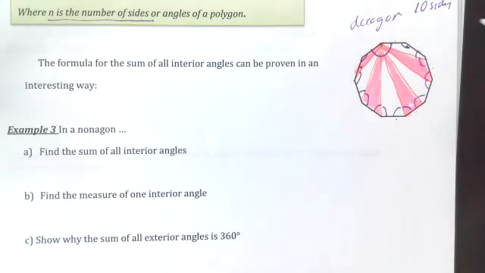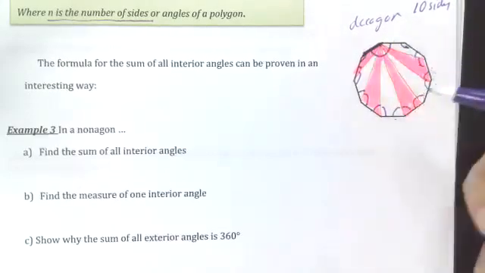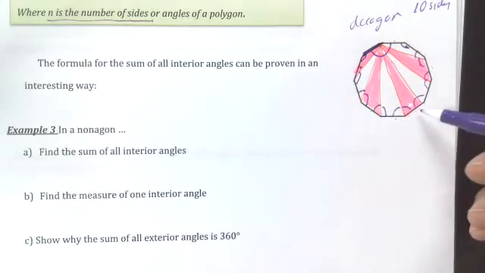How do I count which one? What sizes? Yeah, how do I know it's a decagon? I count the sides. So I start here. 1 side, 2, 3, 4, 5, 6, 7, 8, 9, 10 sides.